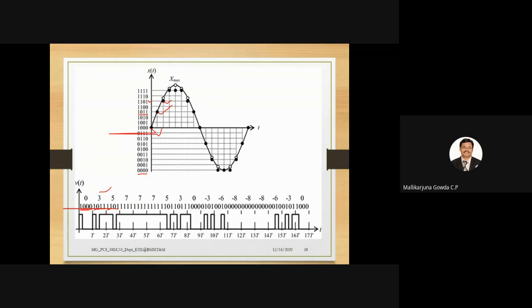Got it, sir. Yeah, got it, sir. Next is what? This one. So that is represented by 4 ones. So 4 ones.